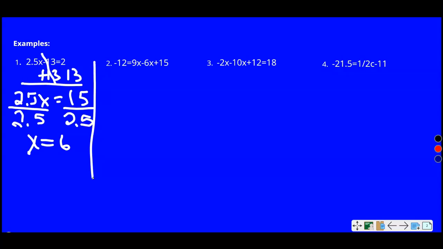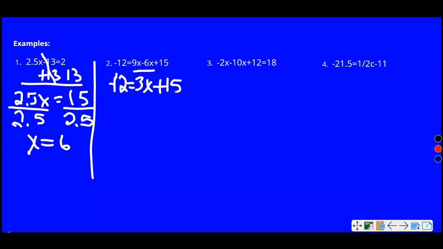All right, let's look at number 2. Negative 12 equals 9x minus 6x plus 15. You should see that there are two variables and they're on the same side of the equation. So let's bring down our negative 12. Because these are on the same side, you combine like terms. If they were on different sides, you do the inverse operation. But these are on the same side of the equal sign, that means you combine them together. So 9x minus 6x is going to be 3x plus 15. You combine them together, but you still have to be aware of the positive and the negative as well.